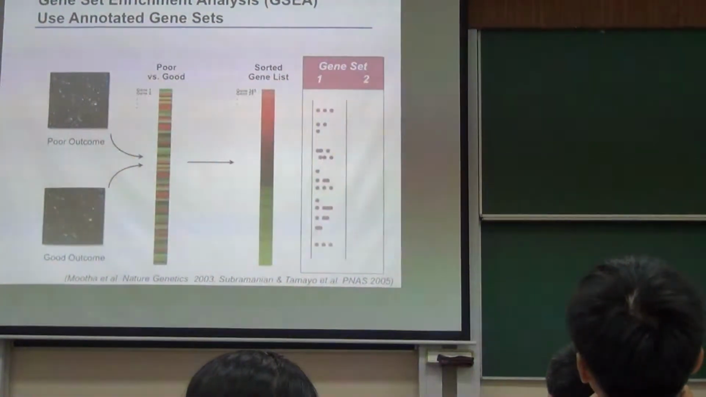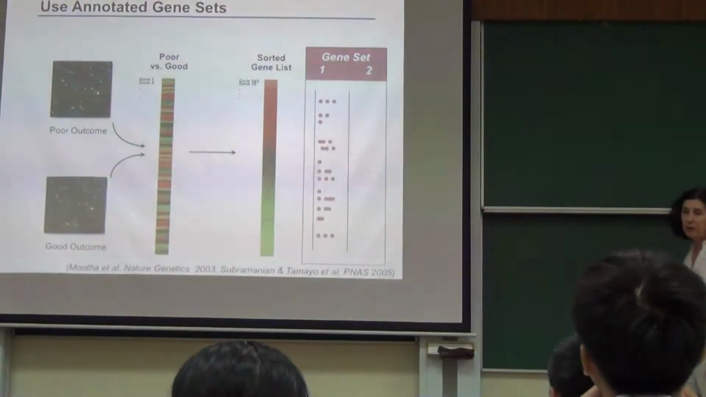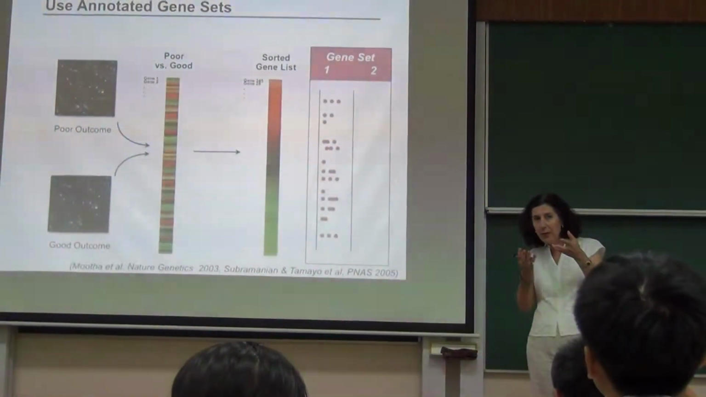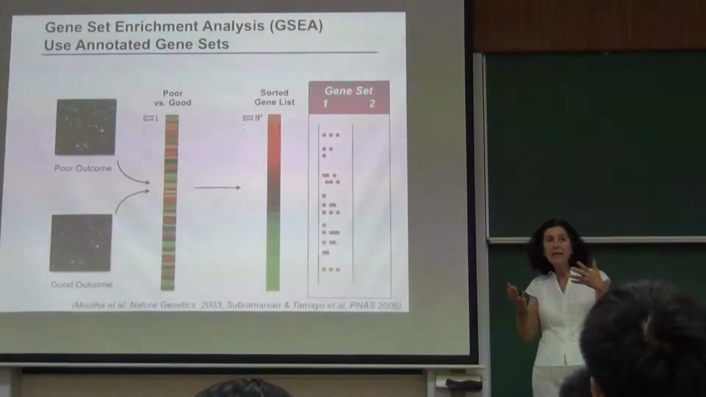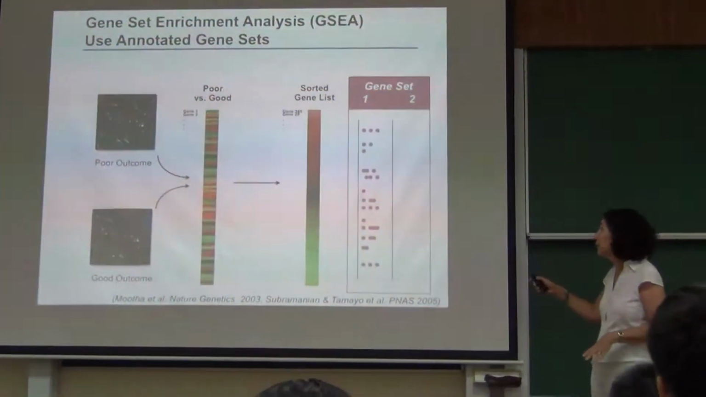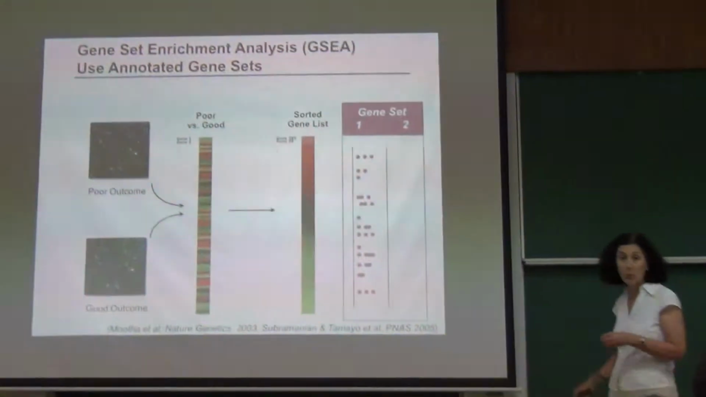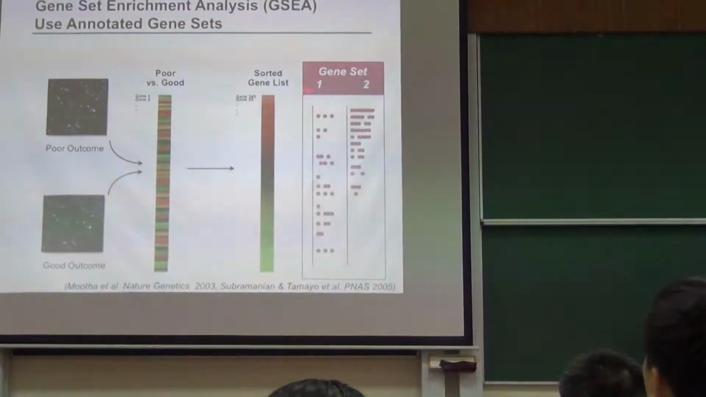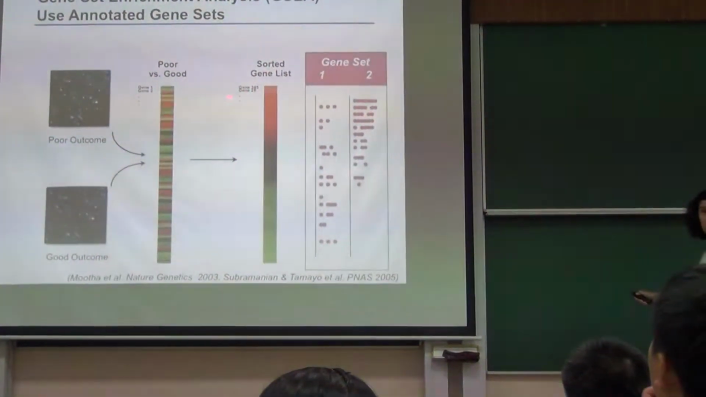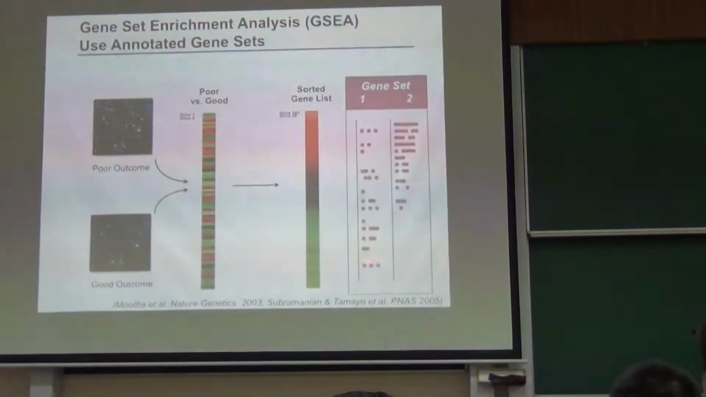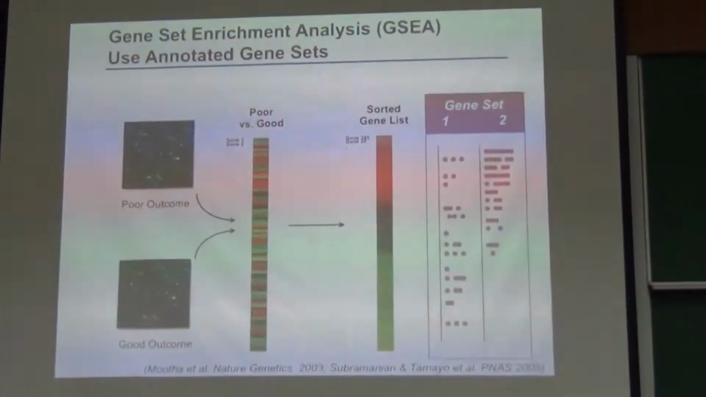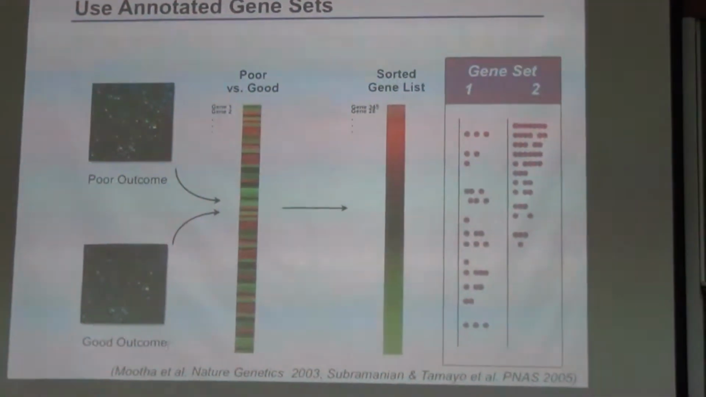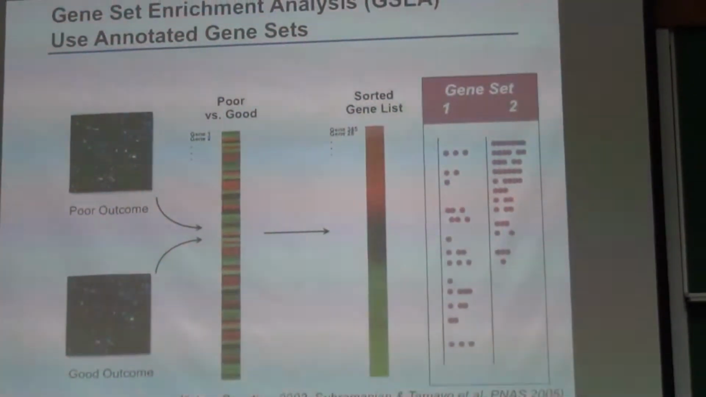If the genes are randomly distributed throughout the list, then we can infer that that particular process or pathway is not really related to the underlying biology of this particular difference that we're looking at. But if those genes are overrepresented at the top of the list, with the genes highly associated with poor outcome, or at the bottom of the list, the ones highly associated with good outcome, then we can infer that that set of genes does have something to do with the thing that we're looking at.